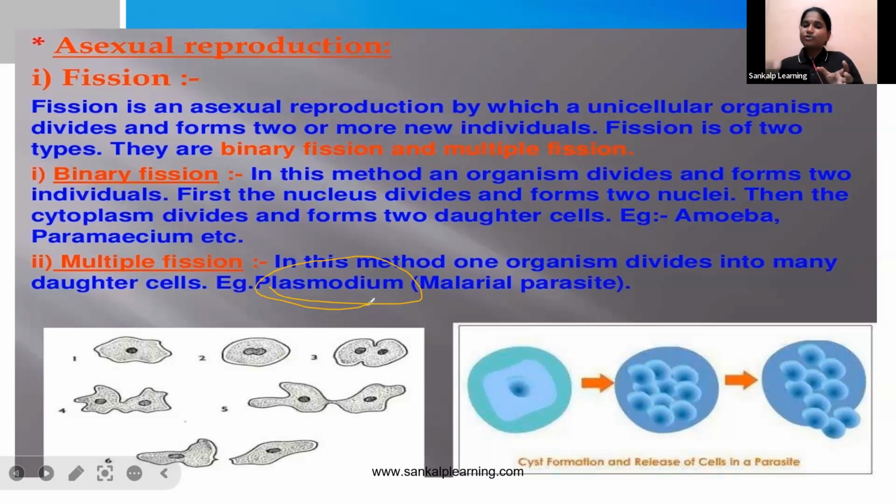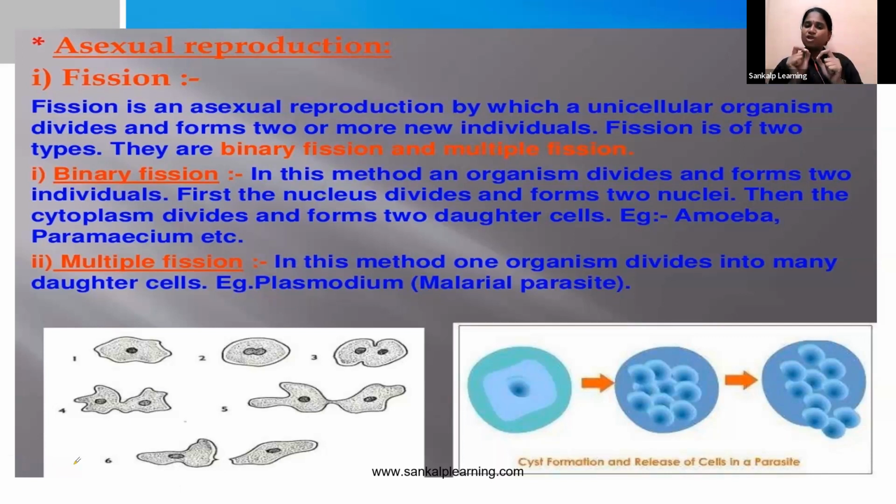It is transmitted through mosquito. But which is the causing agent of malaria? Plasmodium. We studied it in 9th standard under the chapter on health and diseases, something related to that. So in that chapter we studied it.